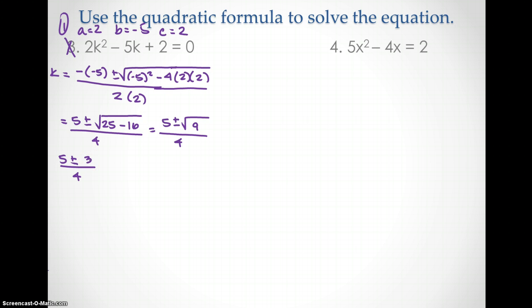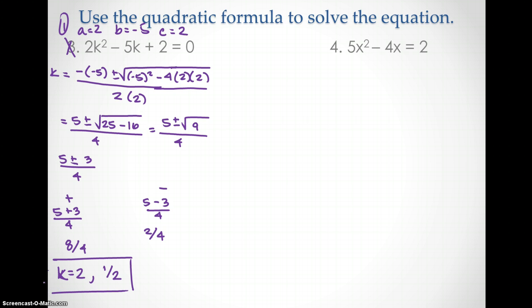Okay, for this we're going to have two answers, one for when I add the 3 and one for when I subtract the 3. So I'm going to have 5 plus 3 over 4, just breaking this down to two separate equations, and then 5 minus 3 over 4. Let's simplify. 5 plus 3 is 8 over 4, which gives me 2 for one of my answers. Oh, not x, but it's a k. And then for the other one, 5 minus 3 is 2 over 4, which does not go in evenly, but I can reduce it to 1/2. So my answers are k is equal to 2 or 1/2.